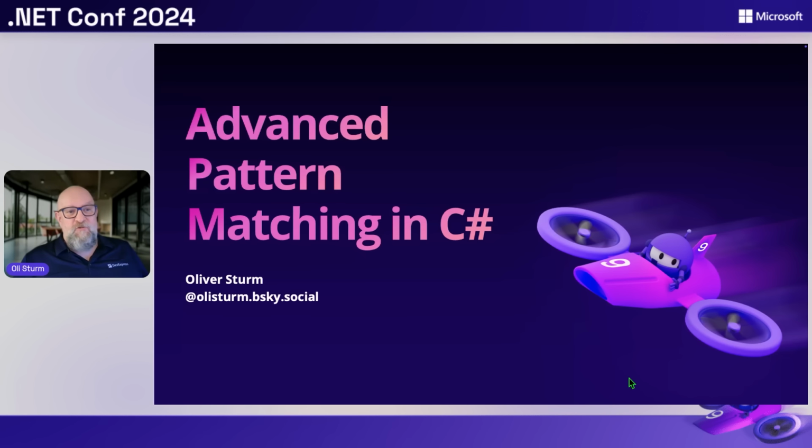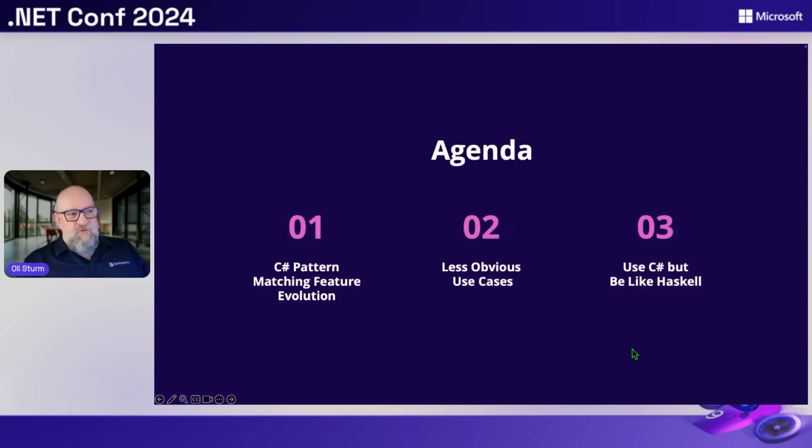I have used C Sharp myself ever since it first came around, a very long time, and today I'm talking about the features that have evolved to make the pattern matching feature set what it is today over many different versions of C Sharp. These are three agenda items. As we've heard, we don't have very much time today. I will talk about some of the use cases that are not so obvious after getting into the basics.